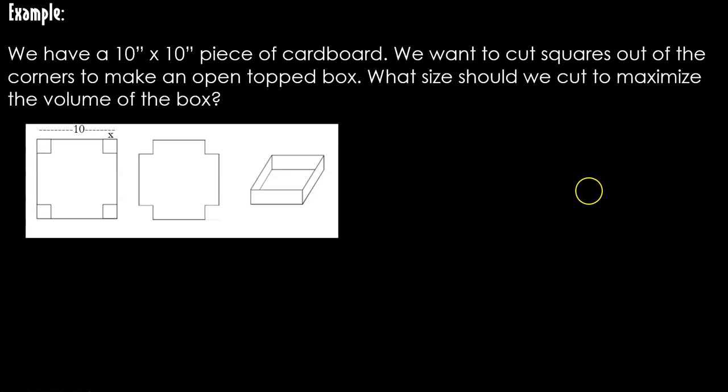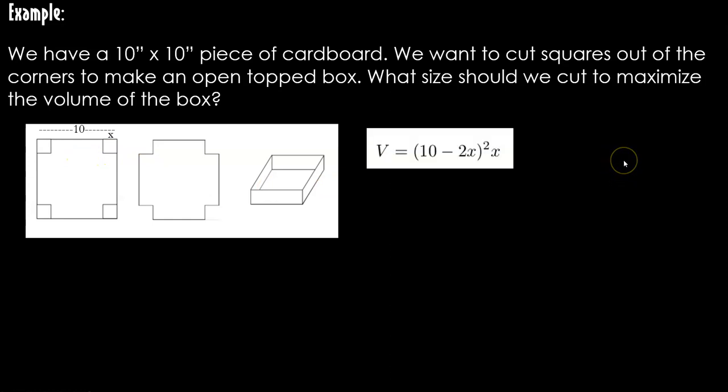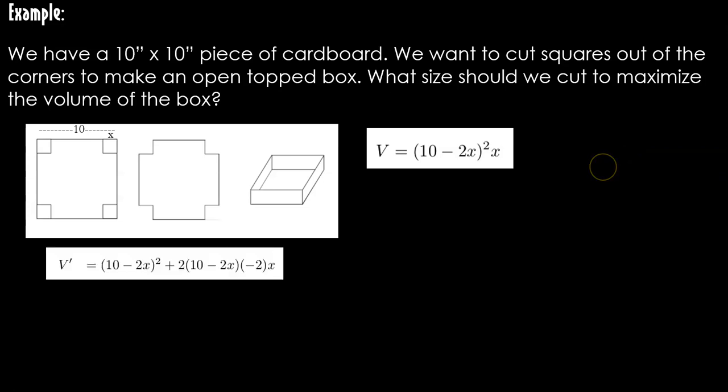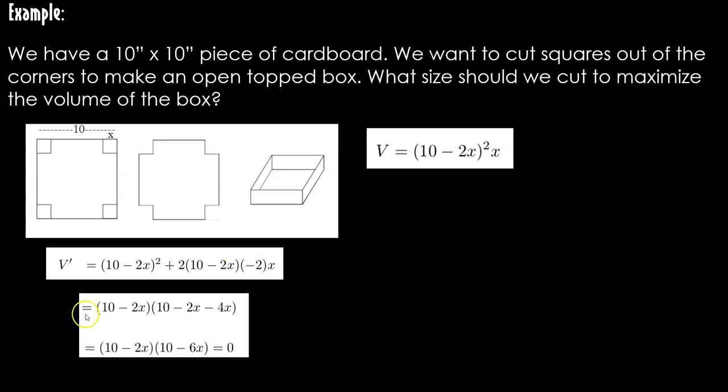So I need the volume of this thing. Well, the volume is going to be the length times width of the bottom, which is going to be 10 minus the 2x. And the height of the box is x. So the volume of my box will be 10 minus 2x quantity squared times x. I'll take the derivative and get something really gross. Don't multiply it out. You want to factor it. You can pull 10 minus 2x out of both of these terms to give you 10 minus 2x times what's left is a 10 minus 2x, and this turns into just minus 4x. Now I can simplify and set equal to 0. Much easier than having to multiply it all out and then try to figure out how to factor it.